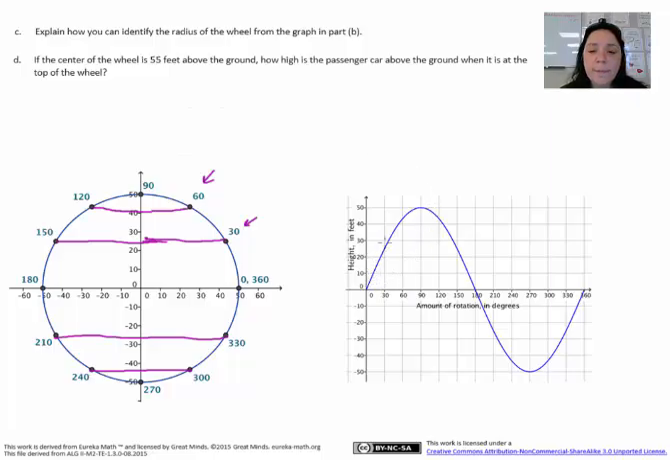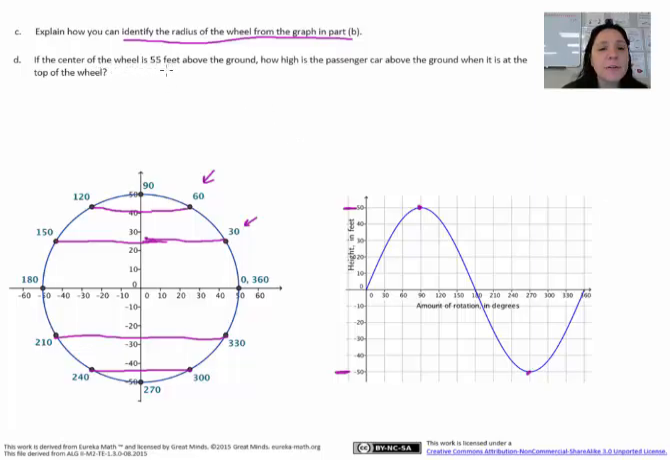So we made the graph that looked like this, and we were asked to identify the radius of the wheel from the graph. Students noticed that the maximum height here matches up with the radius, and that the minimum height matches up with the opposite of the radius. So we could see the radius here at our maximum value, and we could also find it by considering the opposite of our minimum value.